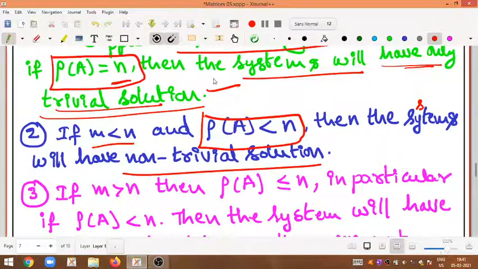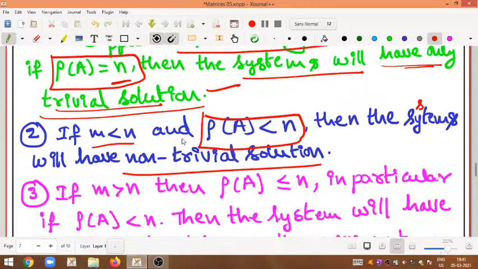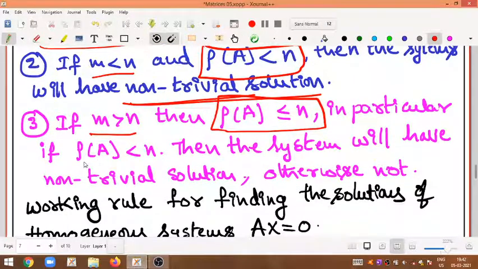See here, very important for when you are facing competitive level examinations. These points are very important. So if m is greater than n, then rank of A is less than or equal to n. In particular, if rank of A is less than n, then the system will have a non-trivial solution, otherwise not.